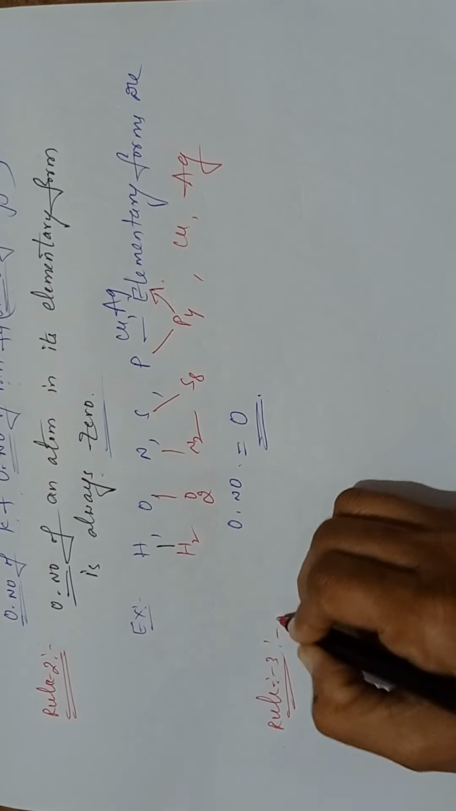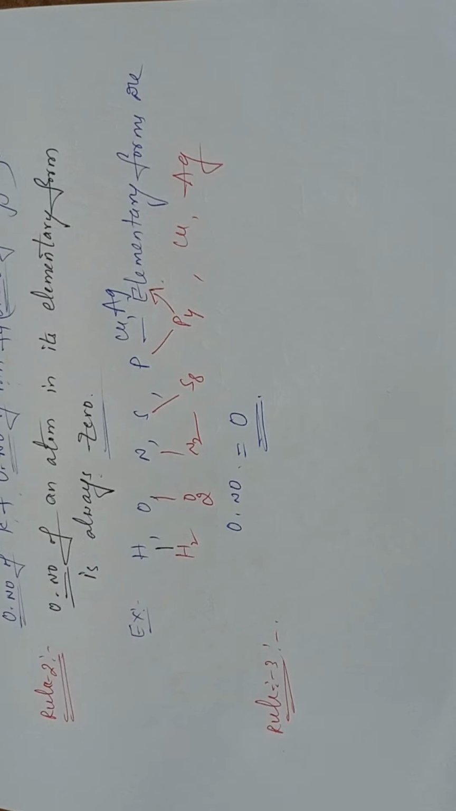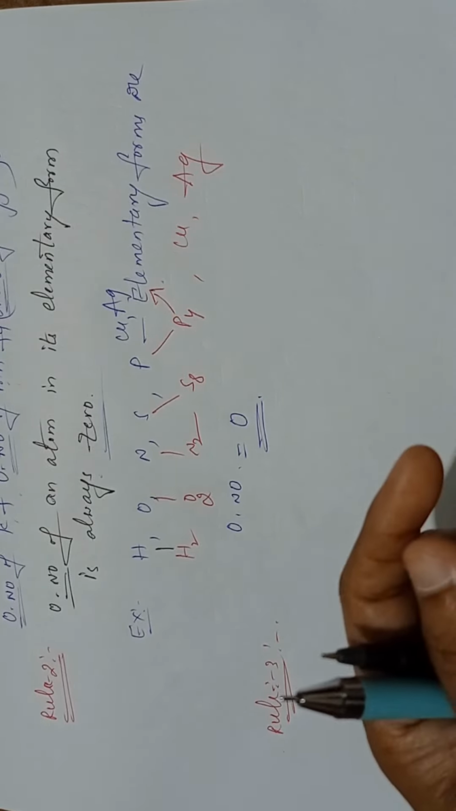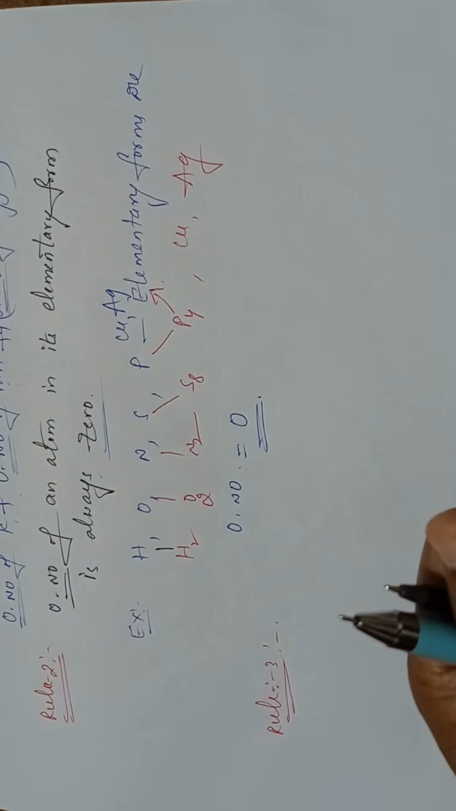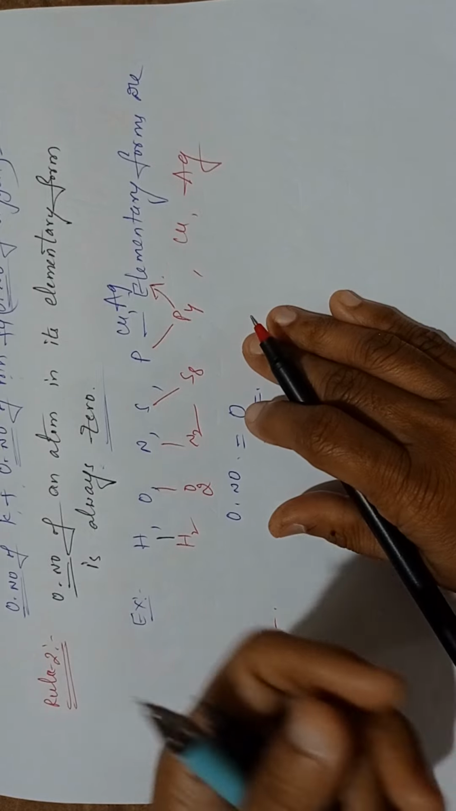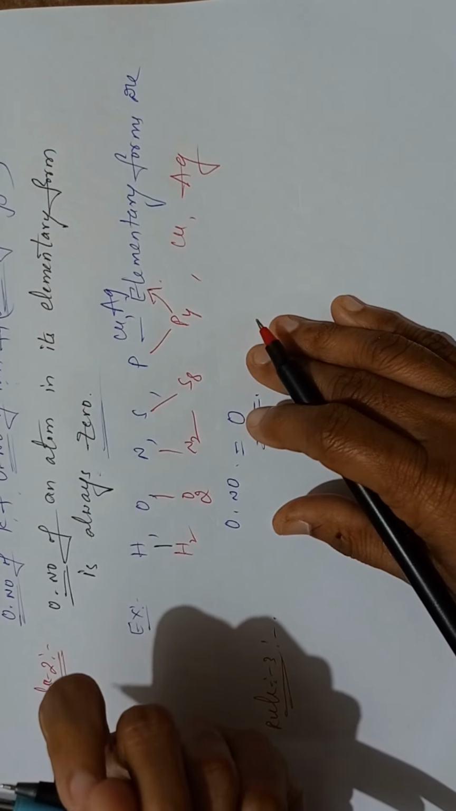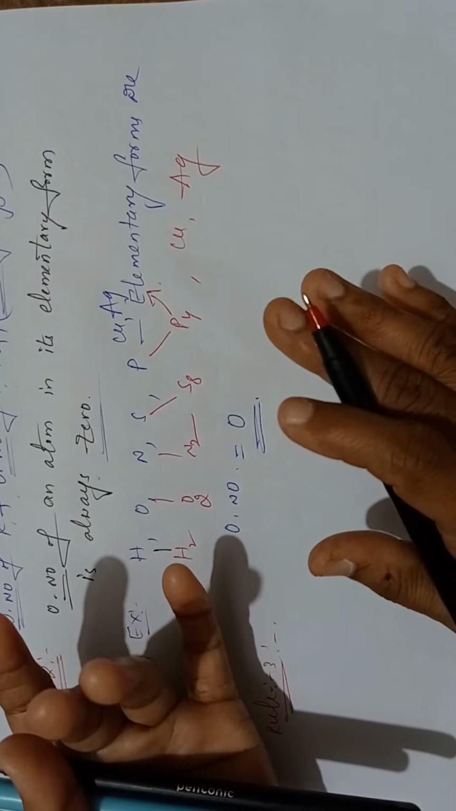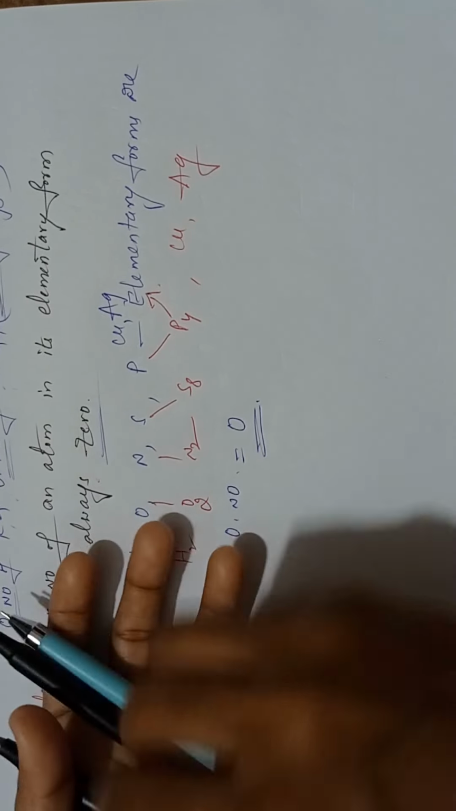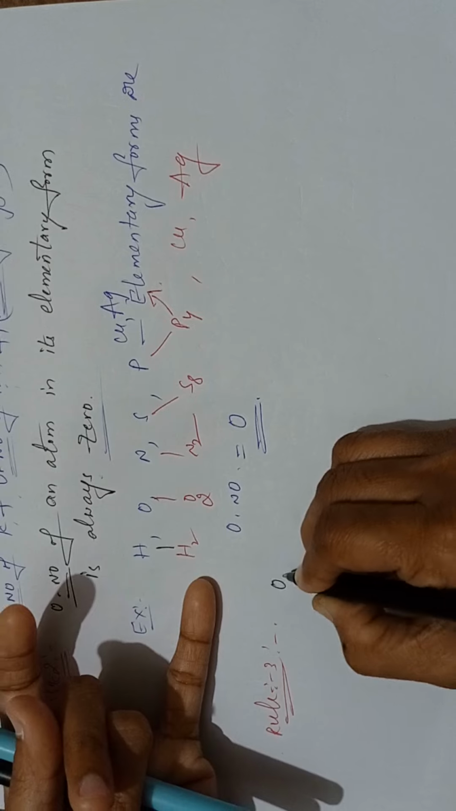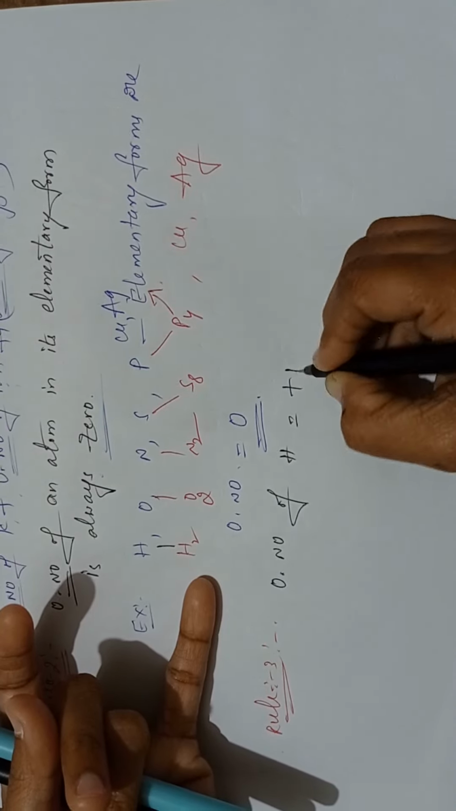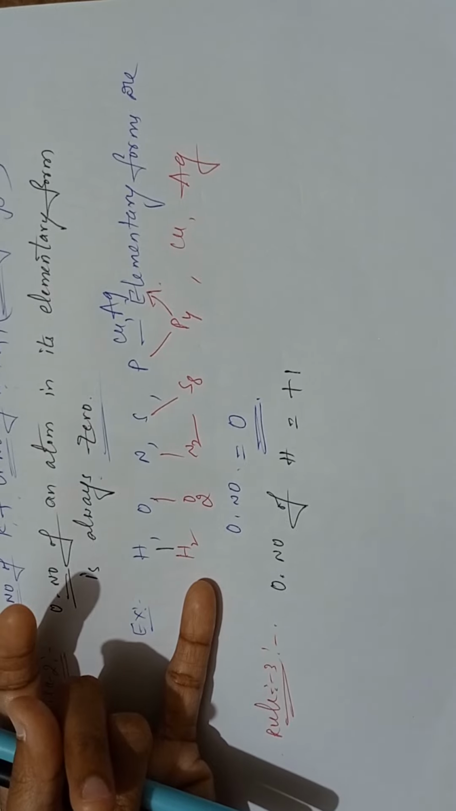Rule 3. So what is rule 3, students? The oxidation number of hydrogen is always +1. Clear? Hydrogen is +1, students.